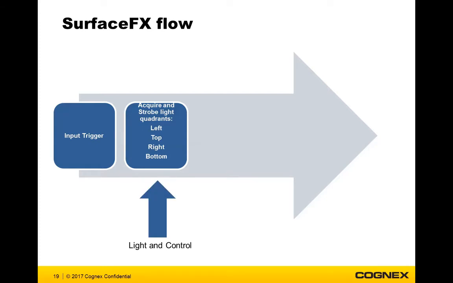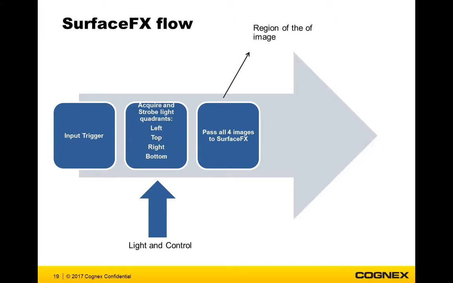This is where your light and your external controller or an internal controller are going to do their thing. The input trigger is going to say go. This is going to trigger, acquire, and turn on each quadrant of light. Now once you have all those images, you have 4 images, you're going to take that and actually pass that to SurfaceFX. Actually, you're going to be passing a region of that image to SurfaceFX.